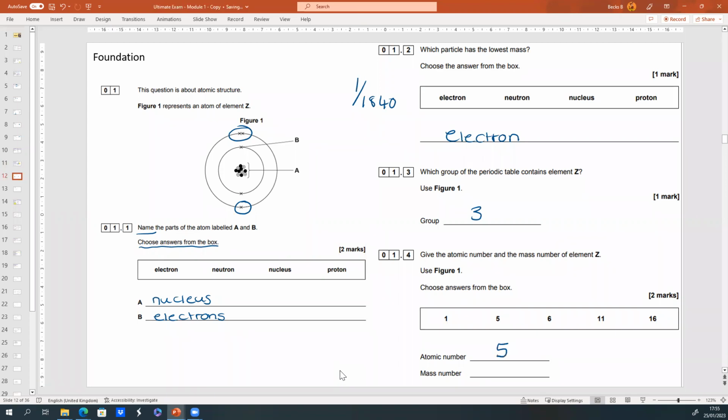Now the mass number is the number of protons added to the number of neutrons. So for that, we're looking inside the nucleus. We just need to simply count up how many we've got. Now we know we've got 5 protons, therefore we're going to have 5 electrons. And if we add them up, we've got 5, 6, 7, 8, 9, 10, 11. So it would just be a matter of counting them. But that's knowing what those numbers on the periodic table relate to and what information they're telling you.